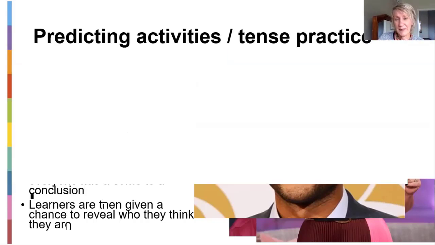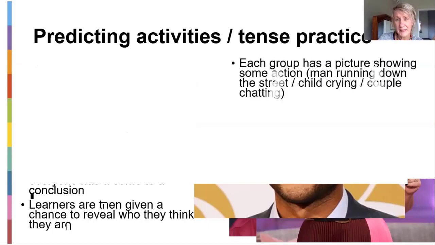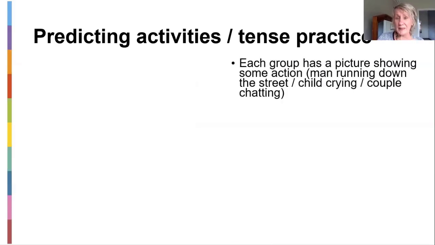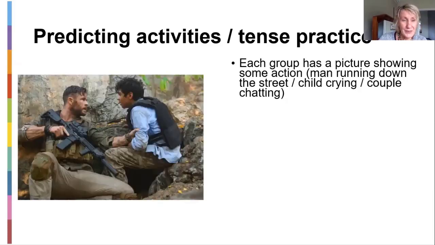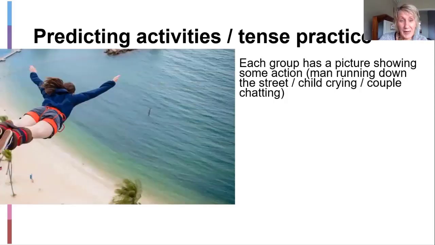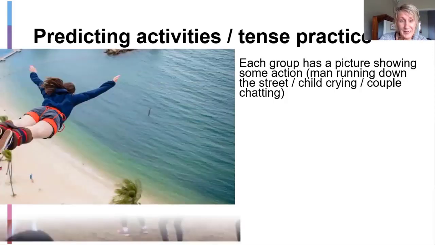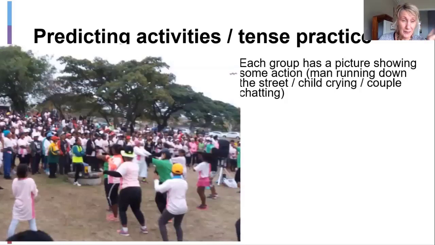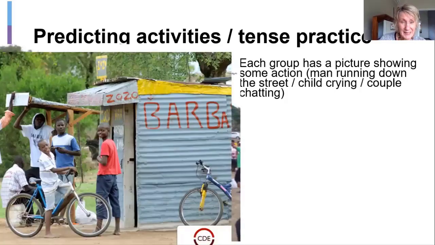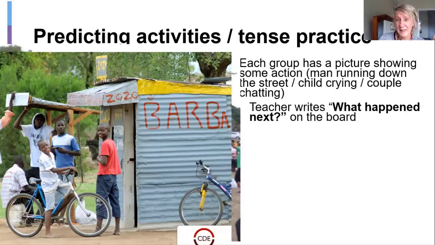Also predicting activities. This is also a tense practice idea. Each group has a picture of some action happening, a man running, a child crying. Yeah, we've got an action movie. What's happening in this? You've got to think about what's happening there. Ziplining. What's happening here? Looks like a protest. What are they doing? All right. And the teacher writes on the board, what happened next?